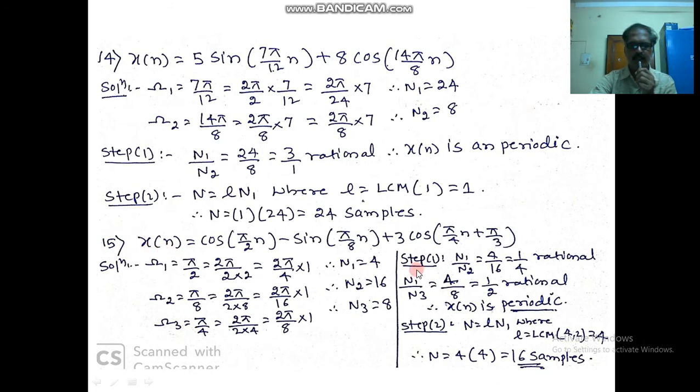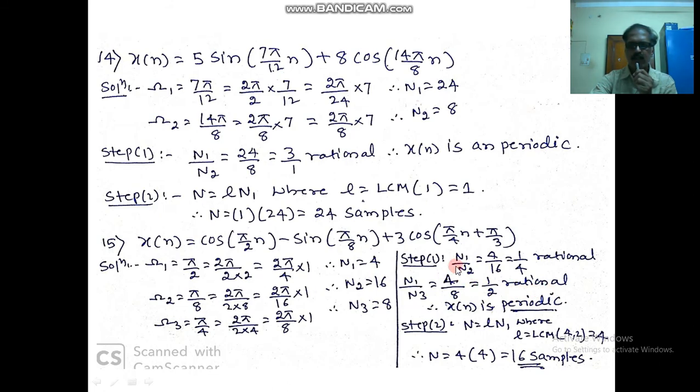Step 1. What is step 1? n1 by n2. Next is n1 by n3. n1 by n2 is 4 by 16, which is equal to 1 by 4. It is a rational. Next, n1 by n3 is 4 divided by 8, and 4 by 8 is equal to 1 by 2. Again it is a rational.